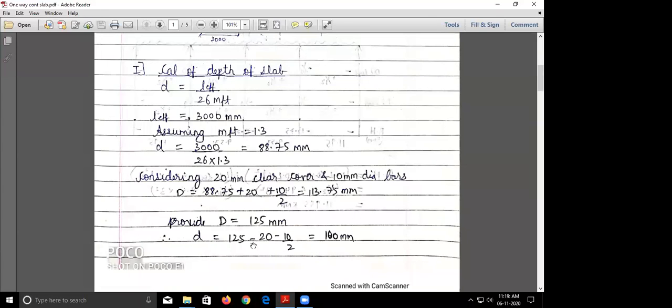Now we can approximate this to multiples of 5. So let us provide an overall depth of 125. In that case, the effective depth will change. So effective depth will become 100. Is this clear to everyone? The same thing which we did yesterday also.